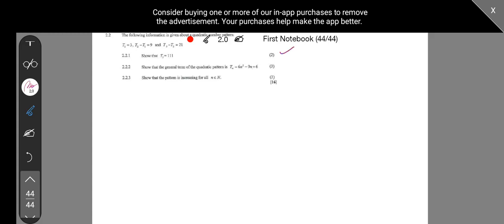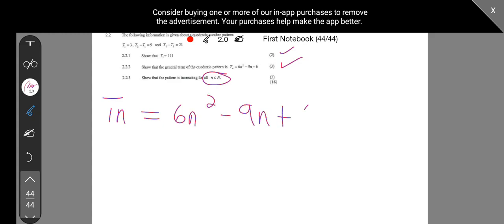We have proved this one, and we are now on 2.2.3. It says to show that the pattern is increasing for all n, an element of the natural numbers. Okay, so they say show that the pattern is increasing. We've been given the expression, which was tn is equal to 6n squared minus 9n plus 6.